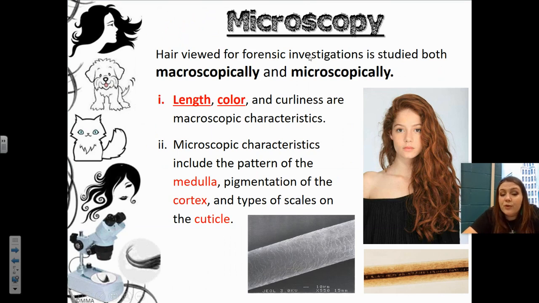Microscopy. Hair used for forensic investigations is studied both macroscopically and microscopically. So macro means you just look at it. Length, color, curliness, those are all macroscopic. Then microscopic means you use a microscope. So that includes the pattern of the inside of the medulla, the pigmentation of the cortex, all the little pigment dots, types of scales.